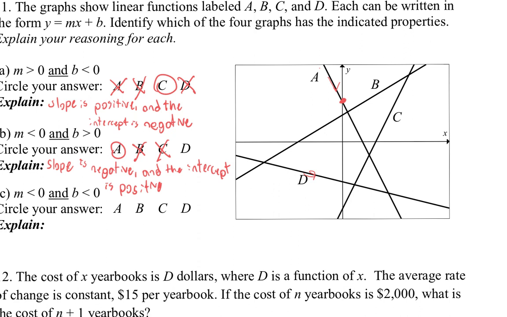Now for this one, both the slope and the intercept are less than 0. So we said before, slopes that are negative are A and D, so that means it's not B or C. But now our intercept would be less than 0, so it has to be down here, which is going to be D. Why? Because the slope is negative and the intercept is negative.